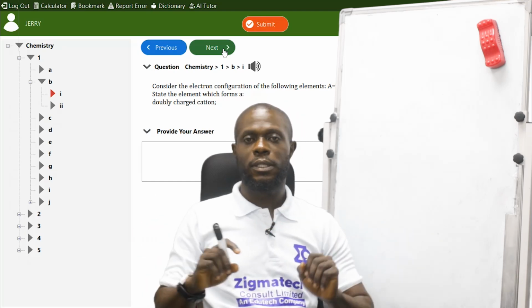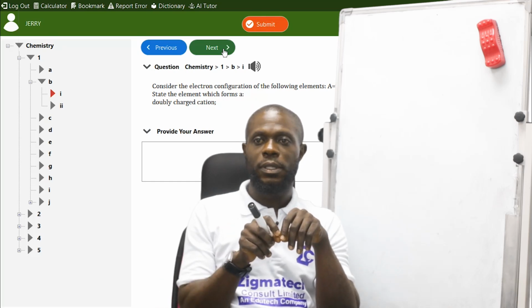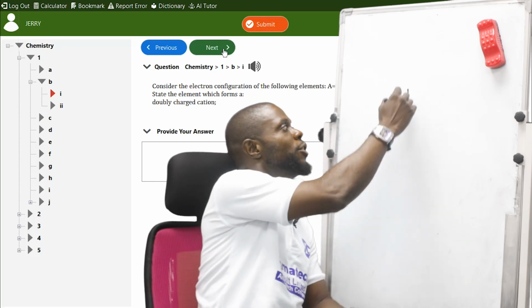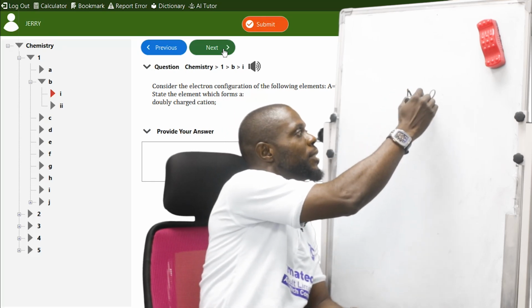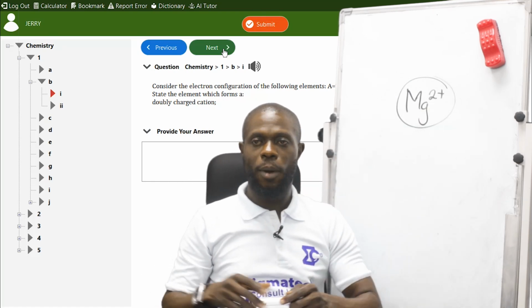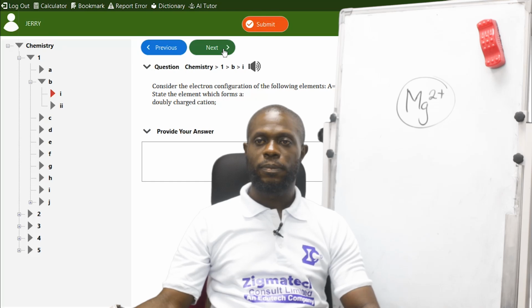Now, in all of these, the element that forms the double charged cation is magnesium. And magnesium is written as this. This is magnesium. It forms a double charged cation.